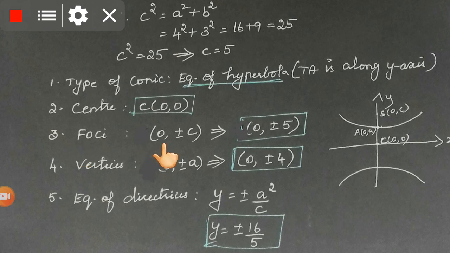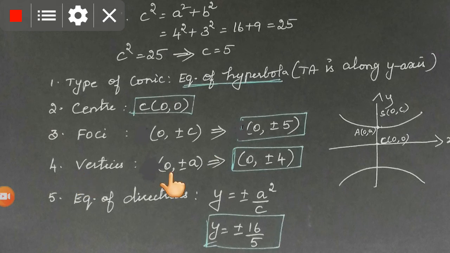Foci. Here the x points will all be 0. Because the transverse axis is along the y-axis. So, if the points lie on the y-axis then the x points are all 0. Therefore, foci is 0, plus or minus c. Which implies 0 plus or minus, what is the value of c? It is 5. Therefore, the coordinates of foci are 0, plus or minus 5.